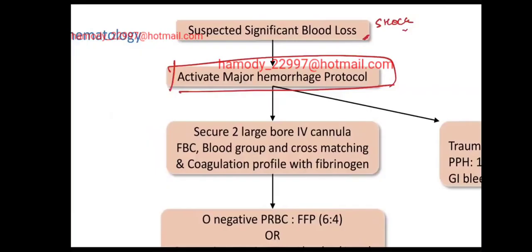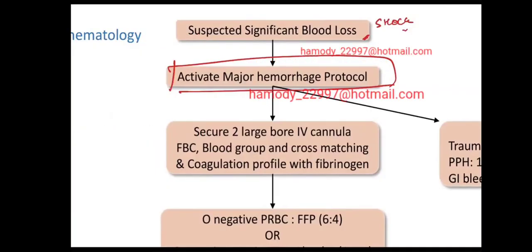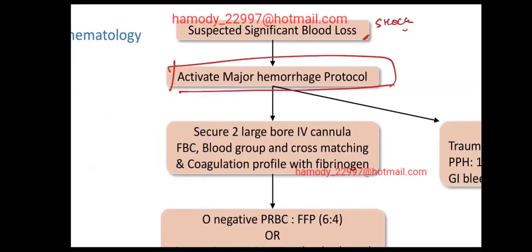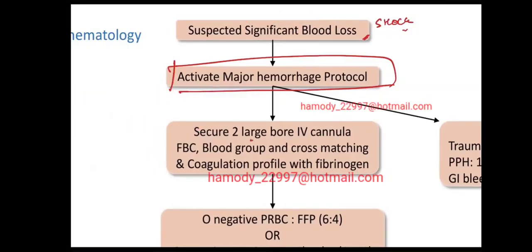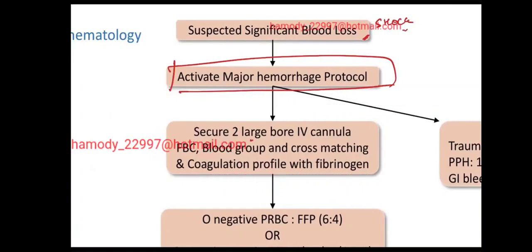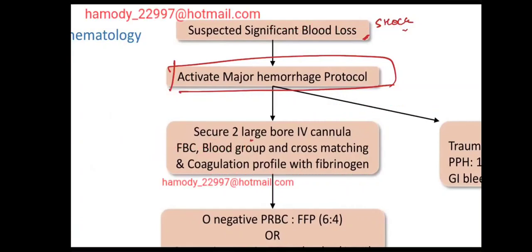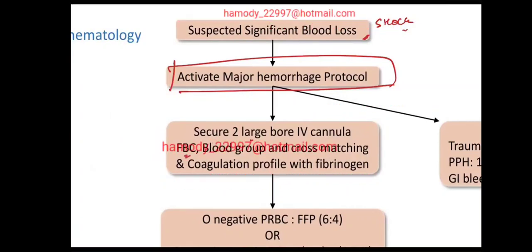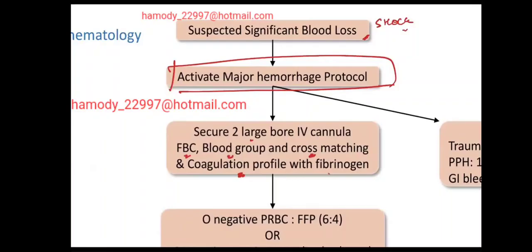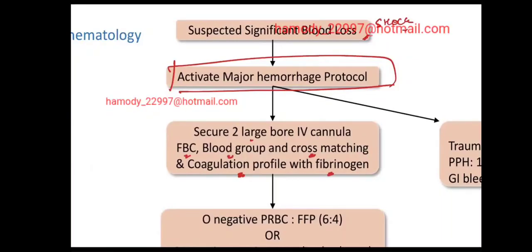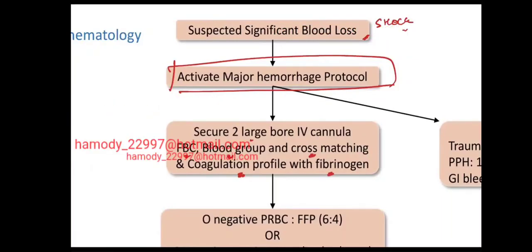In the major hemorrhage protocol, once you start it, two things you're doing. You call the blood bank and say activate the major hemorrhage protocol. Then you make sure you get 2 large IV bore cannulas so that you can give the blood products at a rapid pace. You send for full blood count, blood grouping, cross matching, coagulation profile with fibrinogen levels to the lab. So collect the blood samples, get 2 large IV bore cannulas.